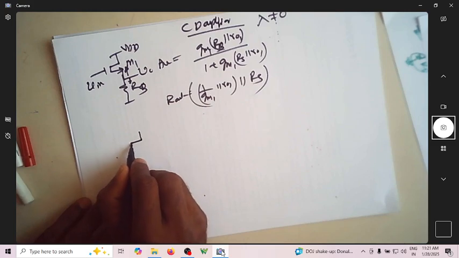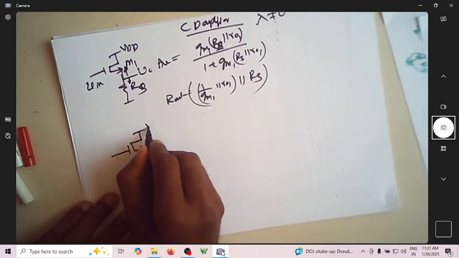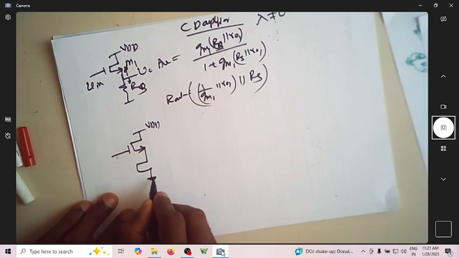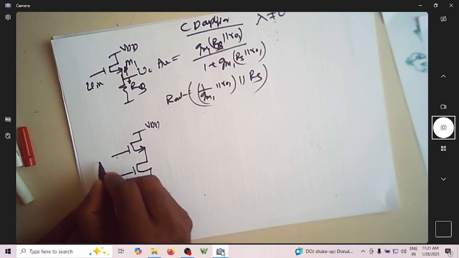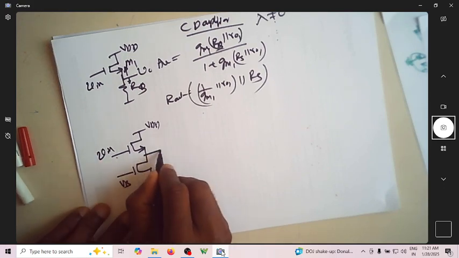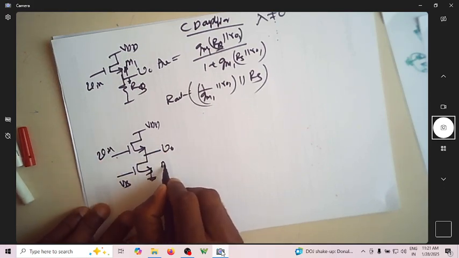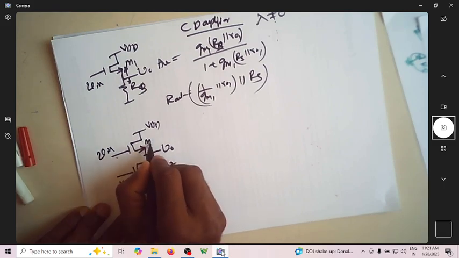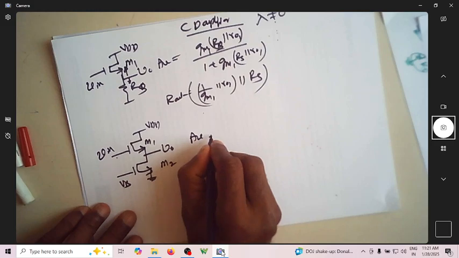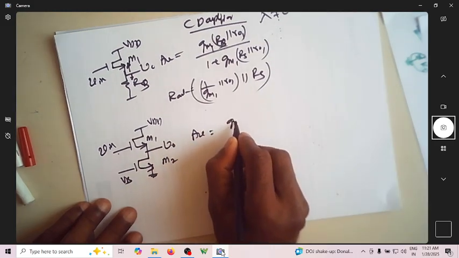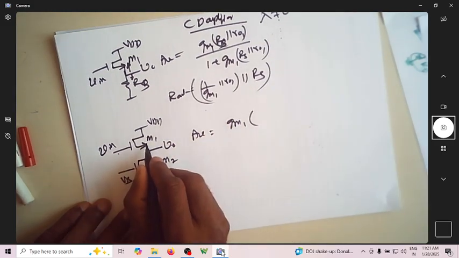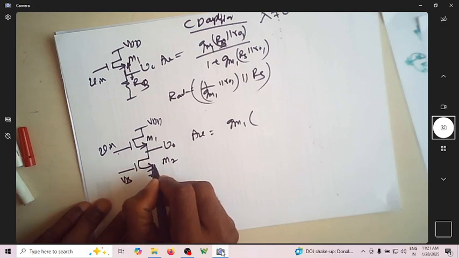So now if you have another, you can see this is again VDD. I can just use this as a bias voltage. Here it is V in. If you measure V0 here, this is M2, this is M1. Then what is AV? AV is given by GM1 into, what is this, R02.